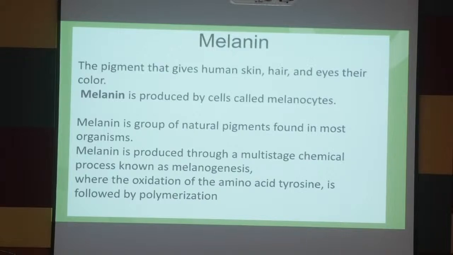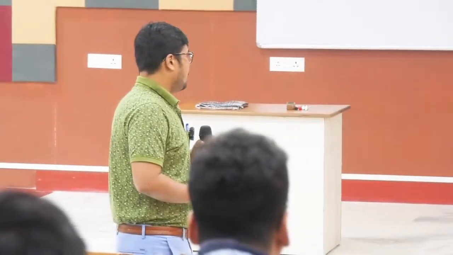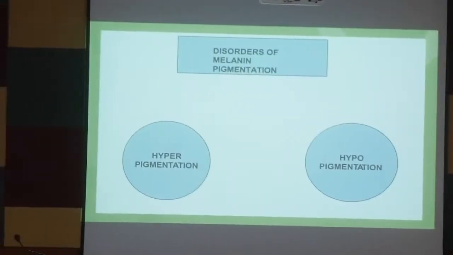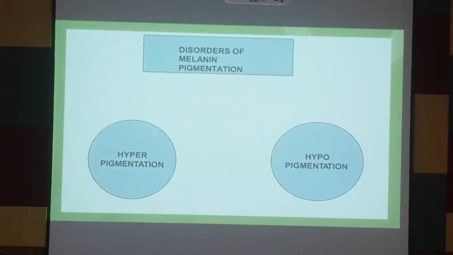Now coming to melanin, the most common endogenous pigment, the pigment that gives human skin, hair and eyes their color. Melanin is produced by the cells called melanocytes, okay? The amino acid tyrosine is followed by polymerization and a multi-stage chemical procedure of formation of melanin that is called melanogenesis.